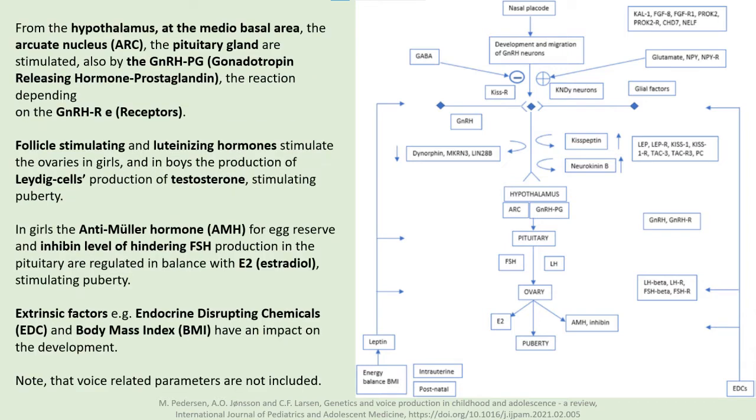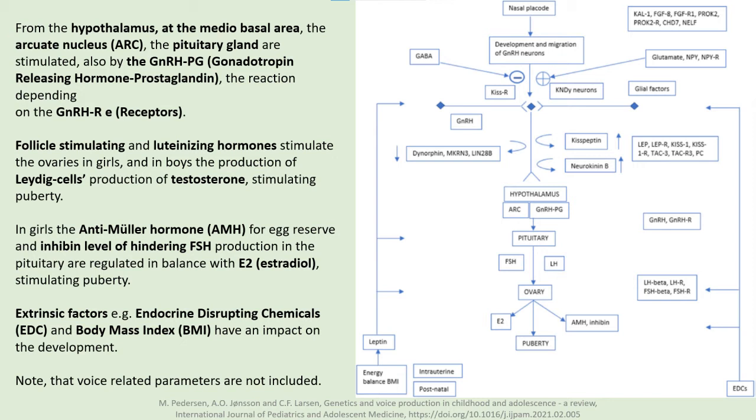The neuropeptide alpha MSH plays a key role in energy homeostasis by mediating the action of leptin and may have a central role in the metabolic control of puberty. From the hypothalamus at the mediobasal area, the arcuate nucleus, the pituitary gland is stimulated also by the GnRH PG, gonadotropin releasing hormone prostaglandin, the reaction depending on the GnRHR receptors. Follicle stimulating and luteinizing hormones stimulate the ovaries in girls, and in boys the Leydig cells' production of testosterone, stimulating puberty. In girls, the anti-Müllerian hormone for egg reserve and inhibin, hindering FSH production in the pituitary, are regulated in balance with E2 estradiol, stimulating puberty. Extrinsic factors, for example, endocrine disrupting chemicals and body mass index, have an impact on the development.